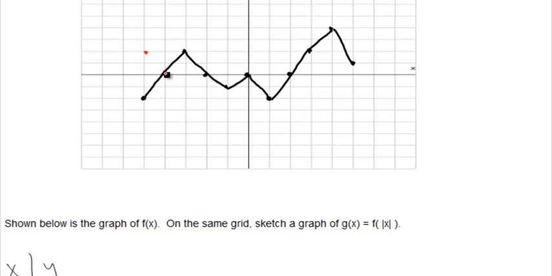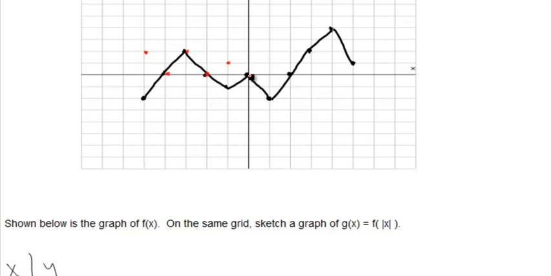If we look at this point right here, it has a y value of 0, and the absolute value of 0 stays 0. So this point doesn't move at all. This point up here has a y value of 2. The absolute value of 2 stays 2. So this point doesn't move at all. This point has a y value of 0. Absolute value of that stays 0. So it stays the same. This point down here has a y value of -1. In absolute value, that's going to turn into a +1. So this point, which was below the x-axis, now flips up above the x-axis.